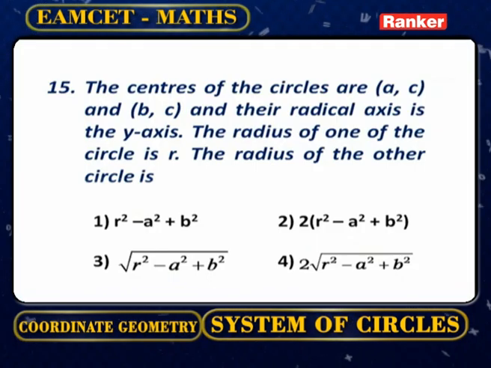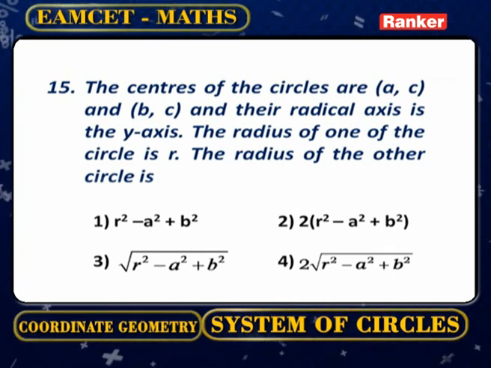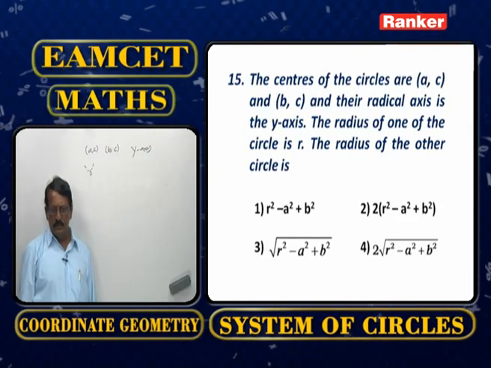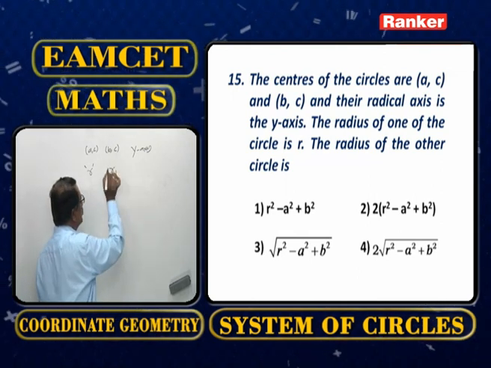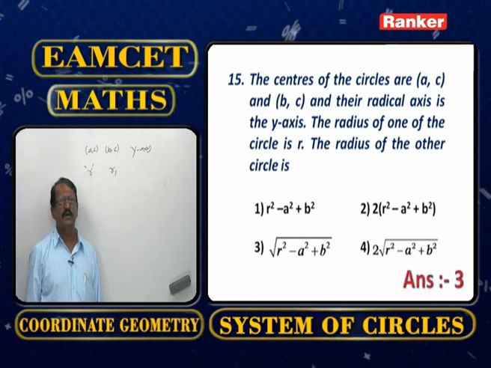Fourth option. The centers of two circles are (a, c) and (b, c), and their radical axis is the y axis. The radius of one of the circles is r. Now the required radius of the second circle: suppose the radius of the second circle is r1.